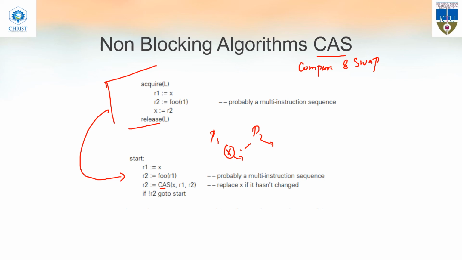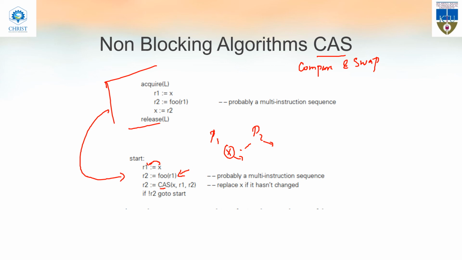So what happens instead of a lock is, listen here, initially the value of x will be stored in R1. R1 is a register, and the initial value of x will be stored in R1. Then the process executes with R1. So P2 will be executing with the value R1.